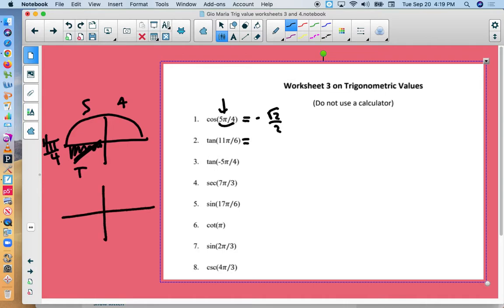Alright, get your closest multiple of 6. 11 pi over 6 is really close to 12 pi over 6.